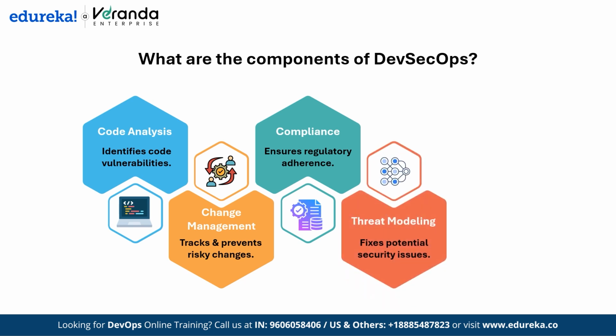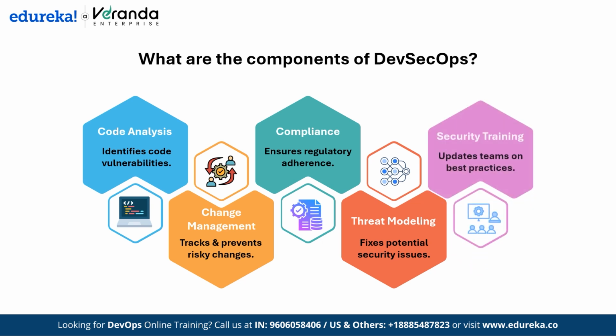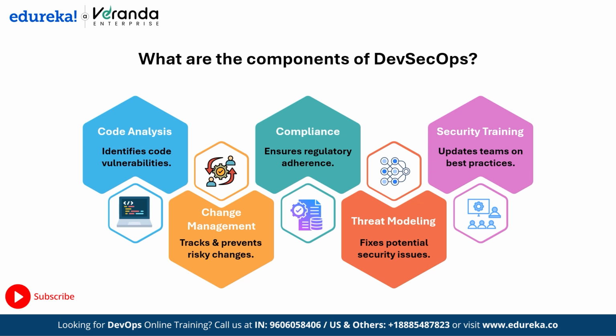Next is the threat modeling. DevSecOps teams investigate security issues that might arise before and after deploying the application. They fix any known issues and release an updated version of the application. Last is the security training. Security training involves training software developers and operations teams with the latest security guidelines. This way, the development and operations teams can make independent security decisions when building and deploying the application.